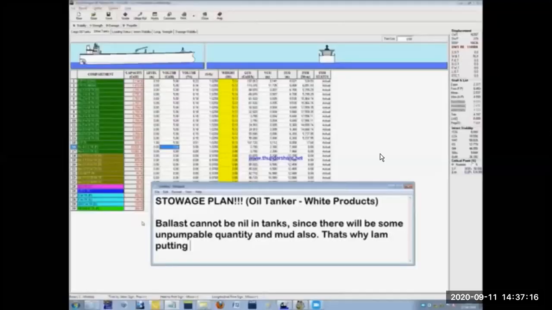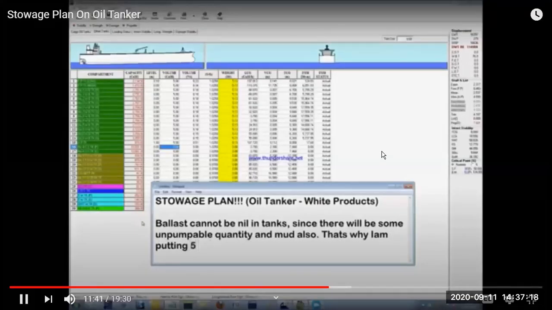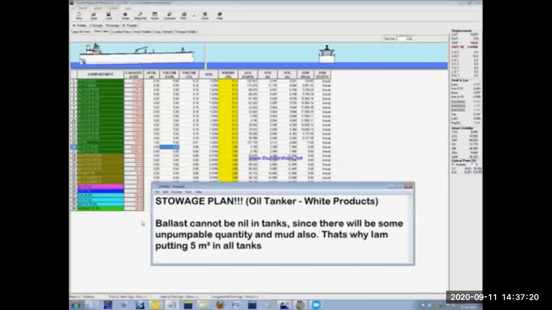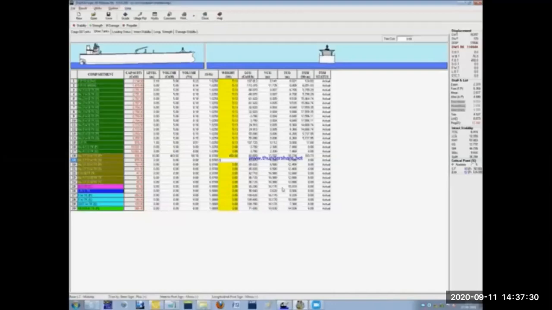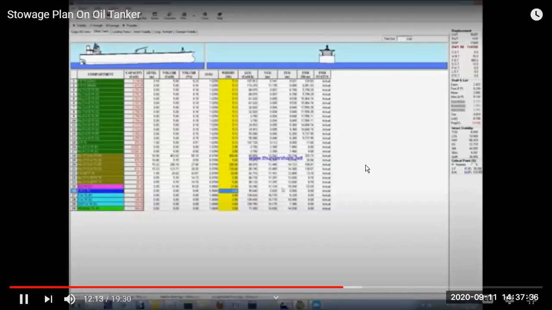Then we enter the cargo in all the tanks, then ballast and all these figures of the ship. Ballast cannot be nil because there will always be some unpumpable ballast, maybe around 5 cubic meters. As per the ship's record, you can keep it like that and put in all the figures, and all the stability criteria will be calculated.